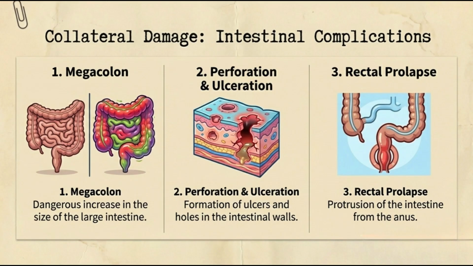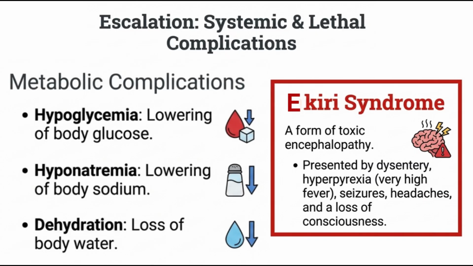Infection can lead to severe intestinal complications like megacolon, which means dangerous increase in the size of the large intestine, perforation and ulceration, and protrusion of the intestine from the anus, which is called rectal prolapse. Systemically, it can cause metabolic complications like hypoglycemia means low glucose, hyponatremia means low sodium, and dehydration.